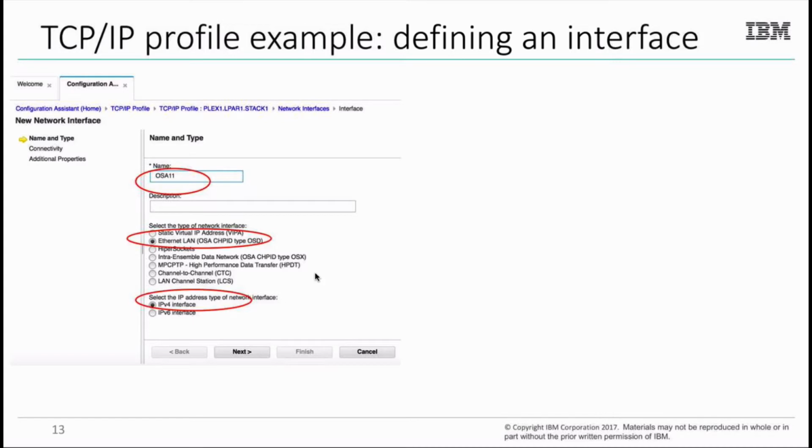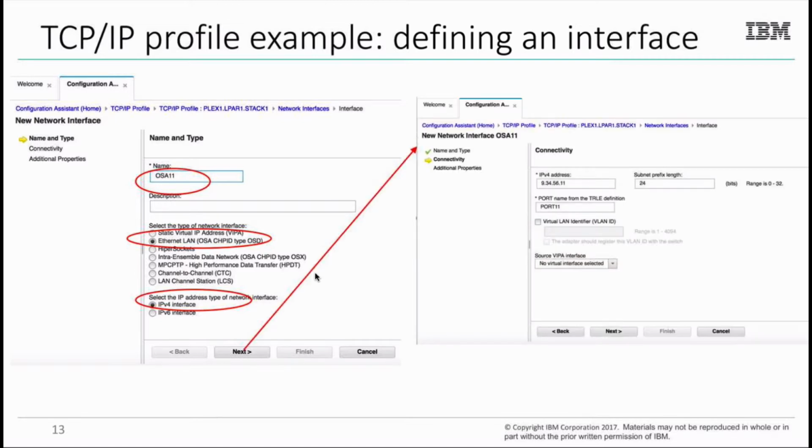In this wizard, first you have to name the interface. Then you have to tell us what type of interface it is. In this case, it's an Ethernet LAN, OSA chip OSD. And you also have to select the address family, which we're going to do as an IPv4 interface. Then you click on Next.